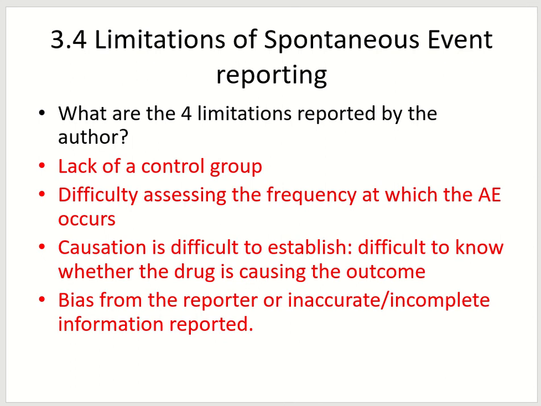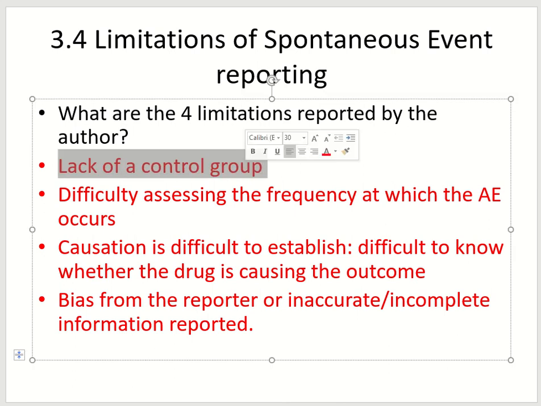Spontaneous event reporting has four major limitations. These are no control group, so you do not know what would happen in those not taking the drug. Difficulty assessing the frequency at which the adverse event is occurring. So you just know that there are adverse events occurring, but you don't know the frequency. You don't know the prevalence rate, what percent of people taking the drug will end up with the adverse event. You cannot know that just by looking at the spontaneous event reporting. Causation is difficult to establish. And also there could be some bias due to the reporter or inaccurate or incomplete information reported.